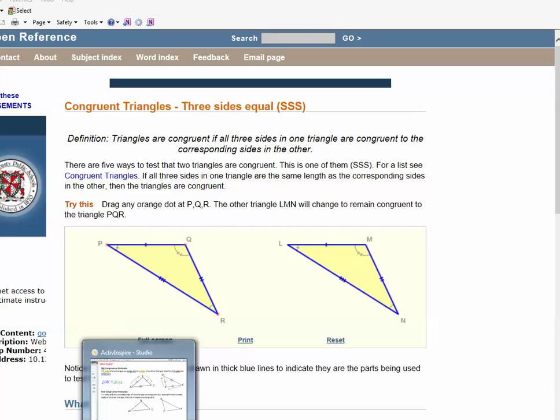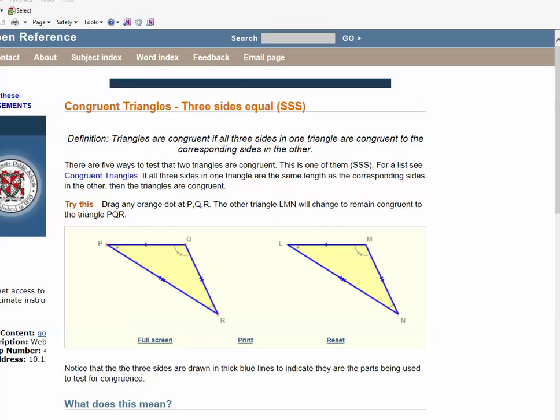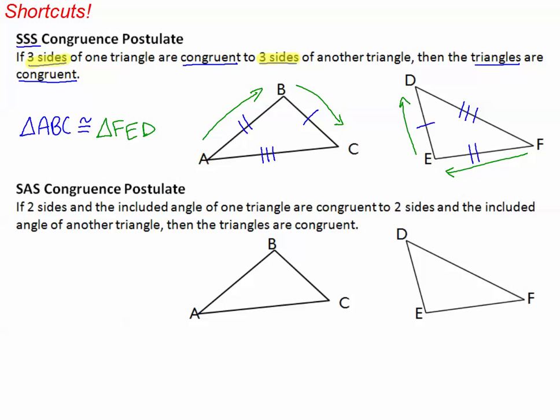Let's go back to our list of postulates and theorems. Now we write for short SSS Congruence Postulate, but remember what that means. Side, side, side. Three sides congruent to three sides. Similarly, the SAS Congruence Postulate, or the side angle side congruence postulate, says that if two sides and the included angle of one triangle are congruent to two sides and the included angle of another triangle, then the triangles are congruent. Well, what does that mean?